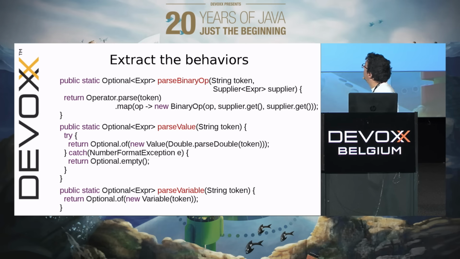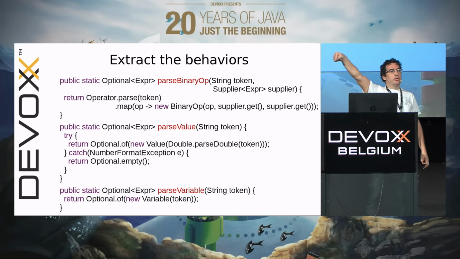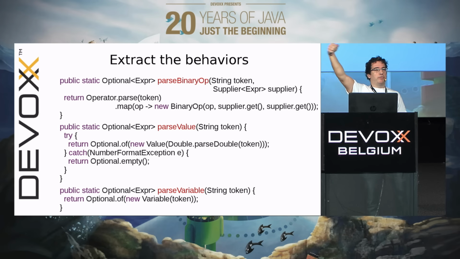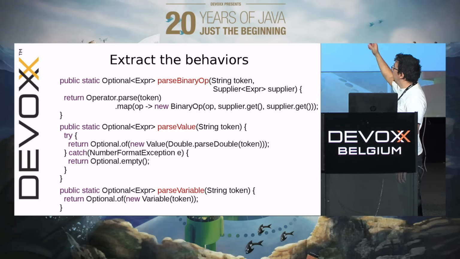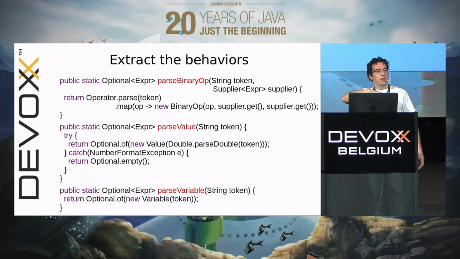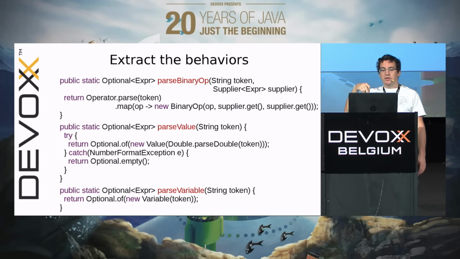The last one is a little more complex. I will use operator.parse with the token. The token should be either plus or minus or star. If it's one of these three characters, in that case it will return an optional of the operator. If it's not one of these operators, it will return an empty optional. On optional, I have a method map, and this method map will call the lambda only if the optional is not empty.